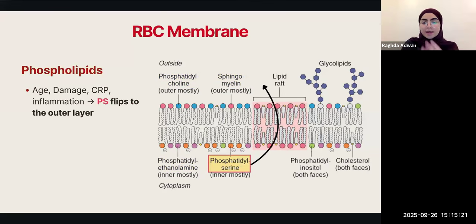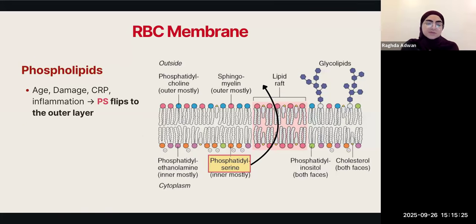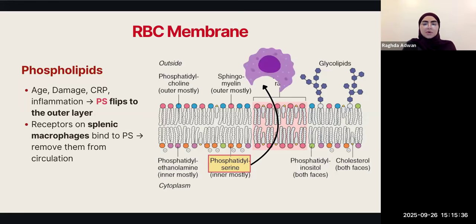When things go wrong, such as damage or inflammation or infections or just normal aging, phosphatidylserine is going to flip to the outer membrane. It's going to go from being an inner membrane phospholipid to an outer membrane phospholipid. Once it's outside, now it's facing all the other cells in our body. The cells that can detect it are the macrophages in the spleen. The macrophages in the spleen have a receptor. They're going to look at phosphatidylserine on a red blood cell and go, oh, this is not supposed to be on the outside.